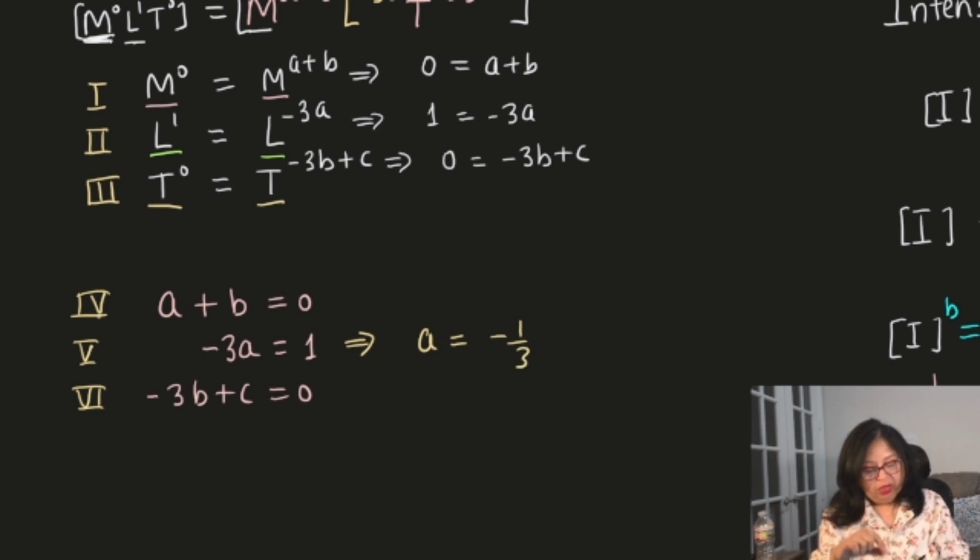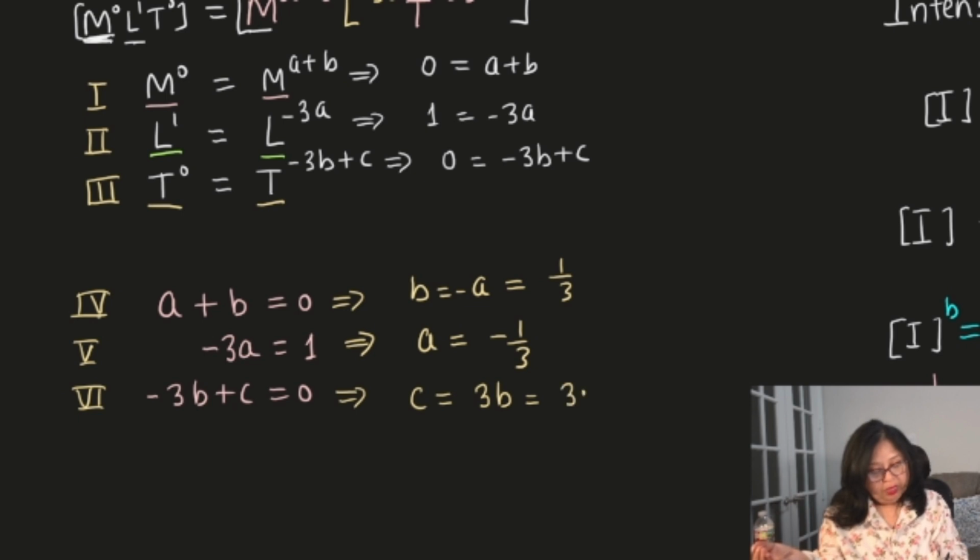Once we have the value for A, then you need to move on to number 4. Why? Because 5 is solved and 6 doesn't have anything in terms of A. So 4 gives you B is equal to minus A. So B becomes equal to minus of minus 1/3, which is equal to 1/3. Lastly, equation 6, using this you can solve for C. So C is equal to 3B. Now B is equal to 1/3. So C becomes equal to 1.